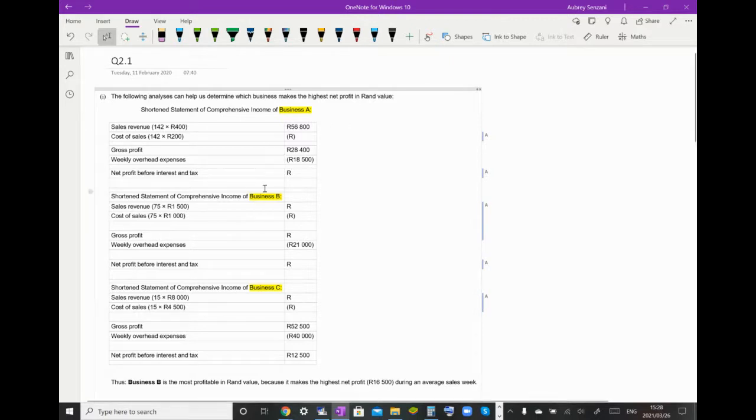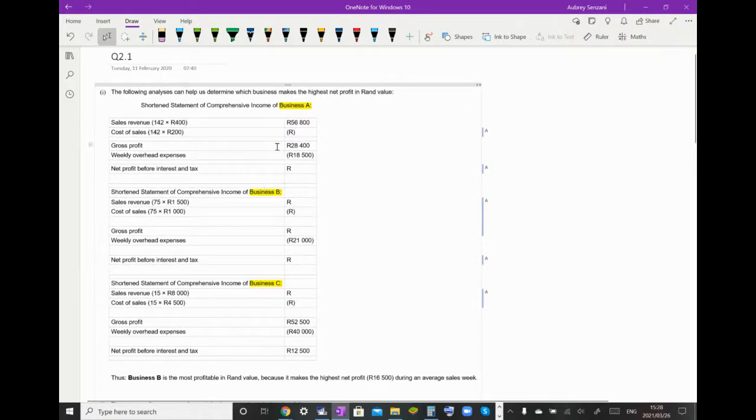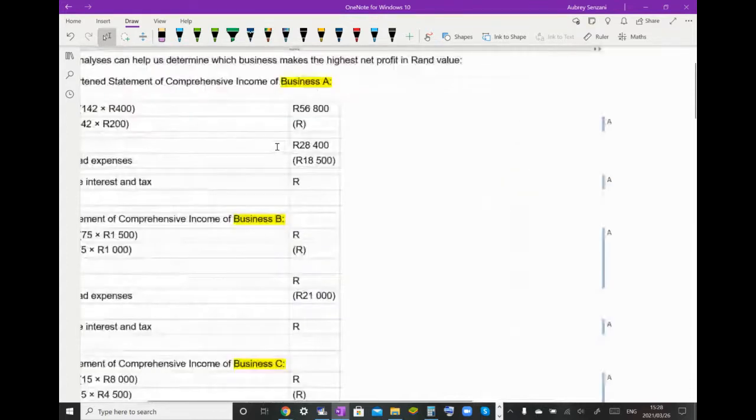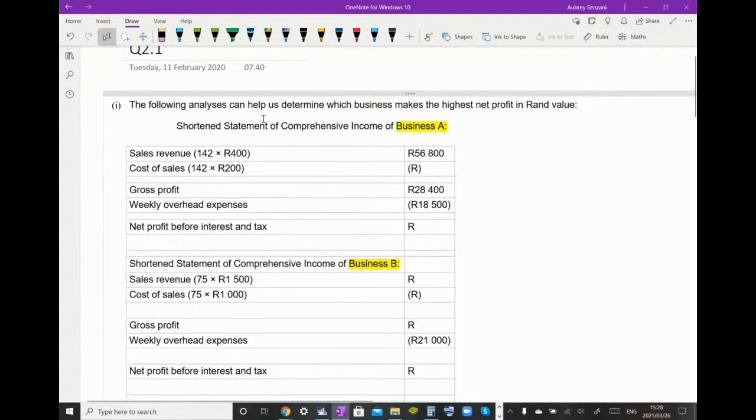Okay, so what I've done here is, this is question 2.1. Let me zoom in. The following analysis can help us determine which business makes the highest net profit in rand value. So somebody calculate for me 142 units. I'm getting that 142 from your textbook. We're looking at business A, right? If you look in the table there. So 142 units times 200 rand. What do we get?